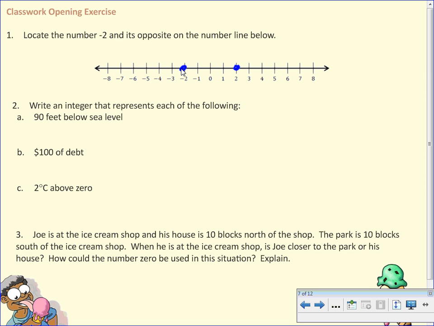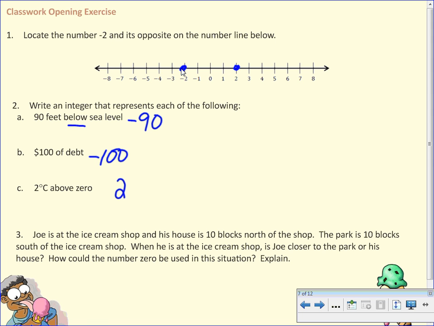So number 2 wants an integer that represents each of the following. Not the opposite, just the integer. So 90 feet below sea level would be -90. $100 of debt would be -100. 2 degrees Celsius above 0 would be a +2. Okay, that's all you had to write.